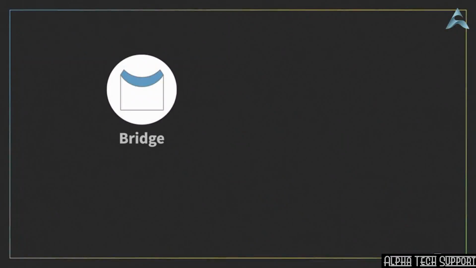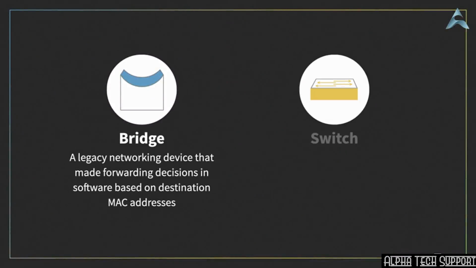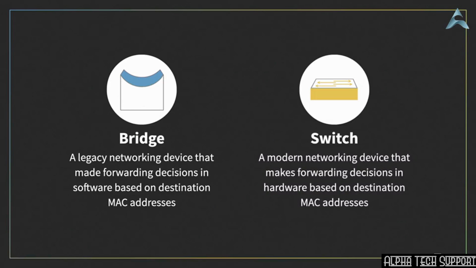Now, let's consider the distinction between a bridge and a switch. They both logically work about the same way. They both make forwarding decisions based on destination MAC addresses seen in frames. However, a bridge makes those decisions in software, which is a lot slower than a switch, which has dedicated hardware in the switch that can make these decisions at line rate without any noticeable delay at all.